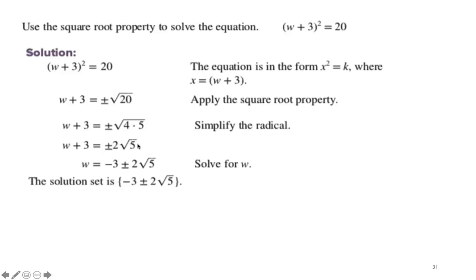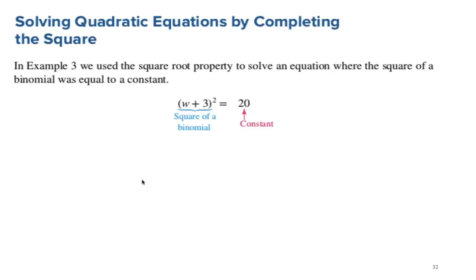The 5 has to stay inside because we can't simplify that. And then finally, I can move the 3 over. So it's negative 3 plus or minus 2 root 5. So those are the two solutions: negative 3 plus 2 root 5 and negative 3 minus 2 root 5. So again, we're using the square root property.